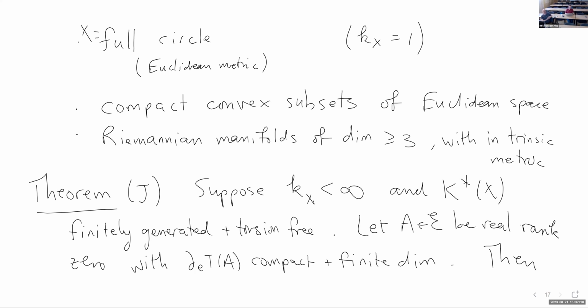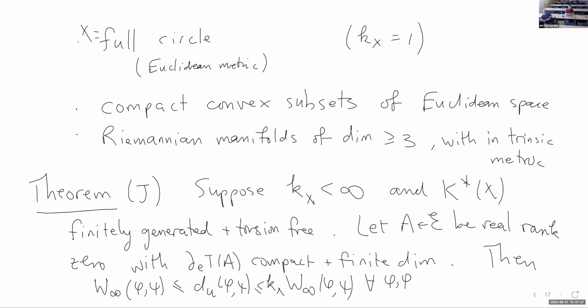Then what I can say is that I have an inequality holding: W_infinity(phi, psi) is at most the unitary distance of phi and psi, and that is at most K_X times the spectral distance of phi and psi. This is for all unital star homomorphisms phi, psi that have the same K-theory.